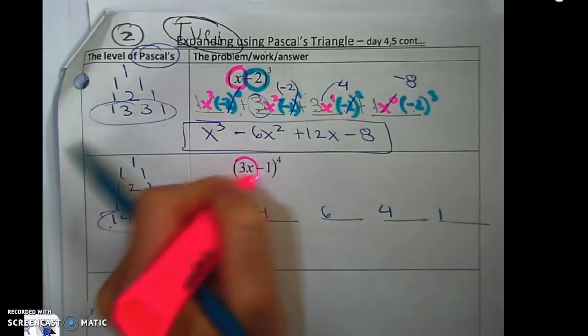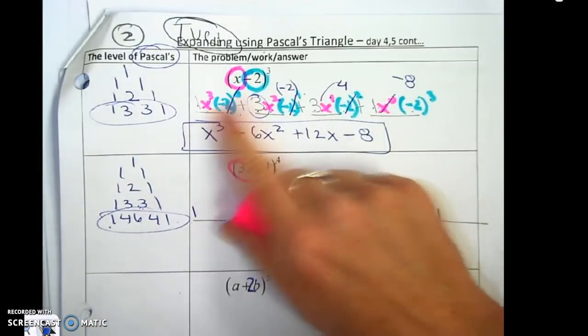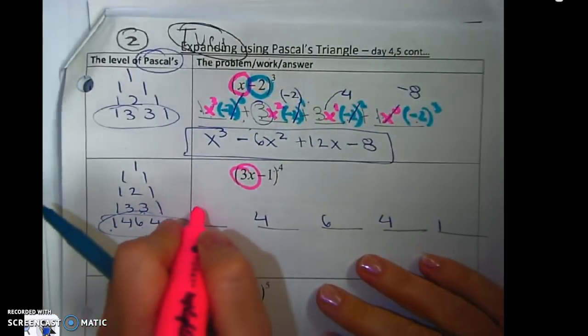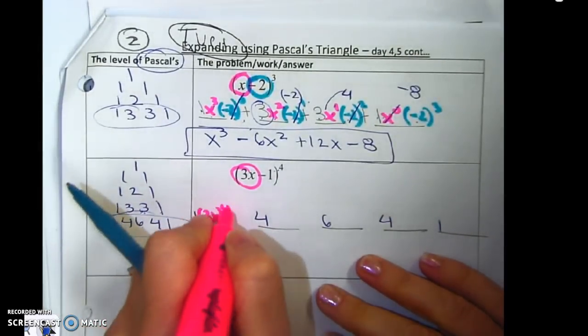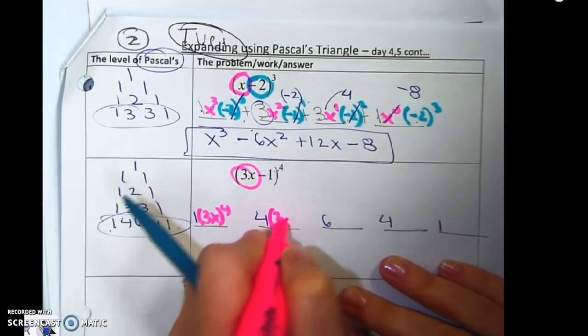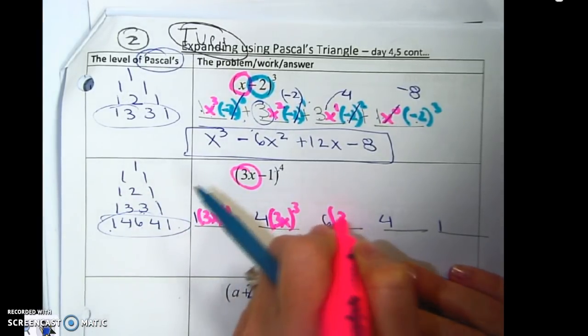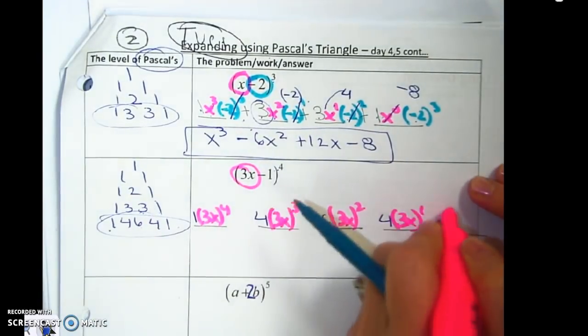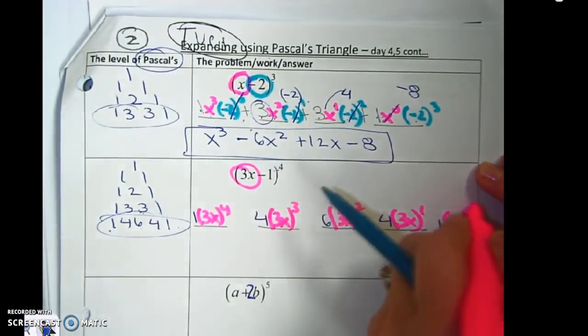Now I take the first group. And remember, see how this went, because it was to the third, 3, 2, 1, nothing. This time is to the fourth. So parentheses, 3x to the fourth. Parentheses, 3x cubed. Parentheses, 3x squared. Parentheses, 3x to the first. Parentheses, 3x to the 0.